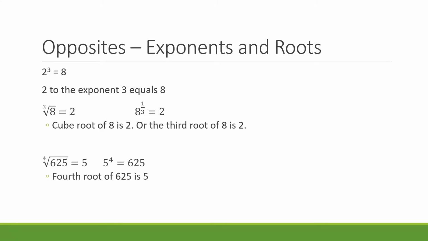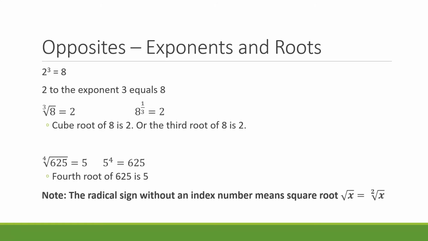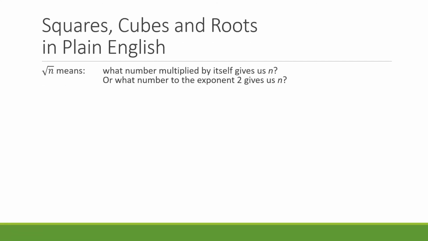Similarly, we can find the fourth root of a number. Note that the radical sign without an index number means square root. Let's talk about squares, cubes, and roots in plain English. When you see the radical sign with a number, it means what number multiplied by itself gives us n, or what number to the exponent 2 gives us n. You can think of it as a question mark, an unknown to the exponent 2 is equal to n.